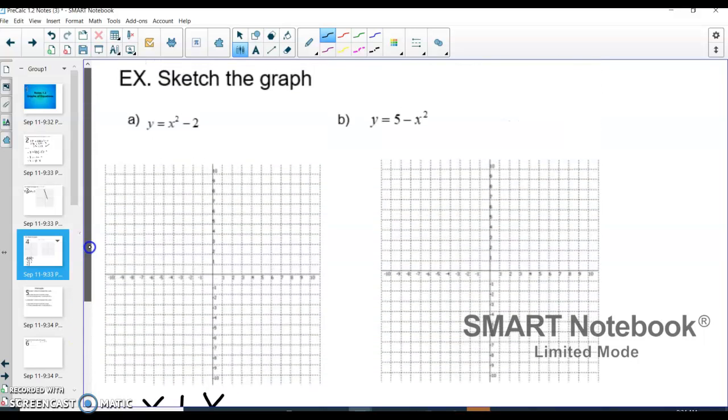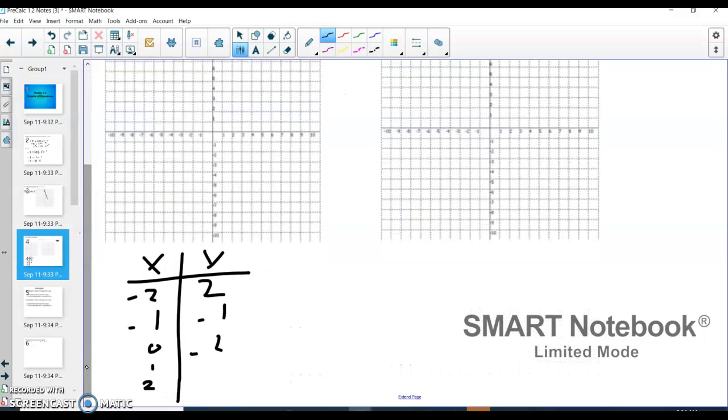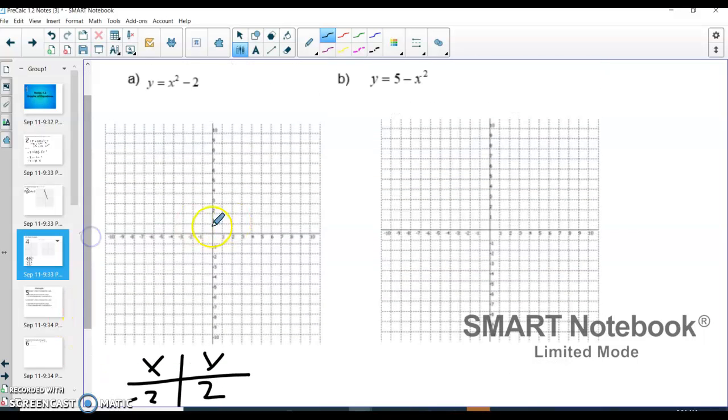Because these are parabolas, they're going to have symmetry, and then that's going to be negative 1 and 2, and you can plot these points and graph your function. Negative 2, 2, negative 1, 0, negative 2, and you have your parabola function forming. Now, I try to draw this the best I can, but it's not going to be perfect. Same kind of thing goes for b.